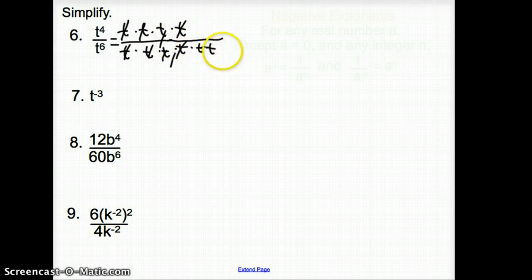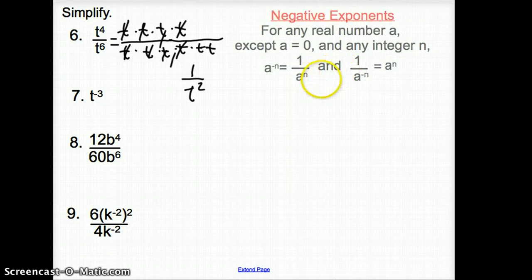Now, how many are left on the bottom? There are 2 t's left on the bottom. So how can we rewrite this? I'm going to rewrite this 1 over, because there's nothing left on top. We cancel them out. We're leaving the shadow of all those t's, which is 1 over t squared. And so that leads us into our next definition here.